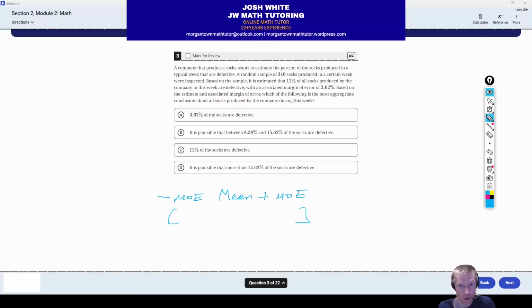So in other words, we take the 12%, we add the 3.62%, that's 15.62%, and then you also subtract 3.62% from it. That comes out to 8.38%. So the conclusion that you draw here is that it is plausible, reasonable, that the true mean, the true average, is between 8.38% and 15.62% of the socks are defective. So the correct answer is letter B.